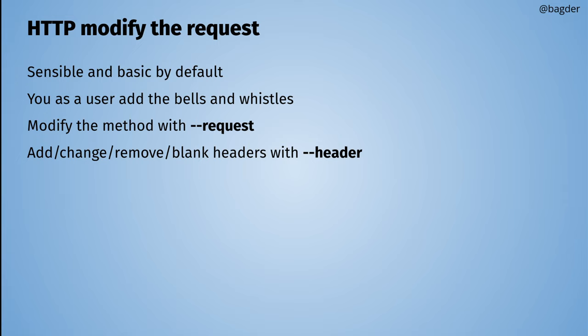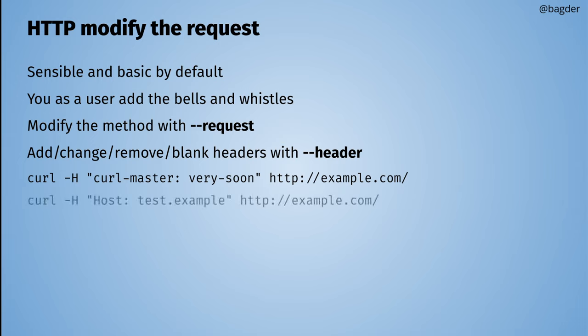You can add headers, you can change headers, you can remove headers, and you can send blank headers with dash dash header. The short version is dash uppercase capital H, right? Like this. The example here includes the new header curl-master-very-soon in this request. Very useful, maybe not, but who knows? You could actually add a useful header, but you can also do it like this.